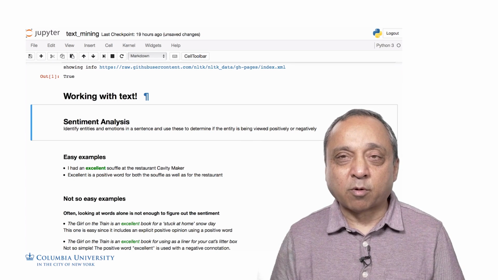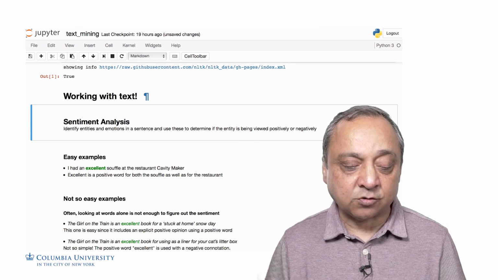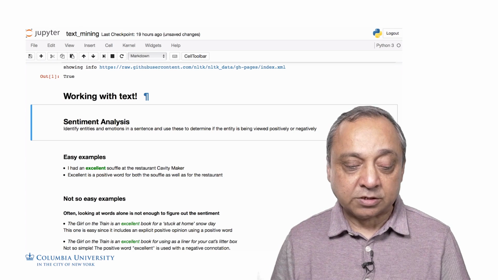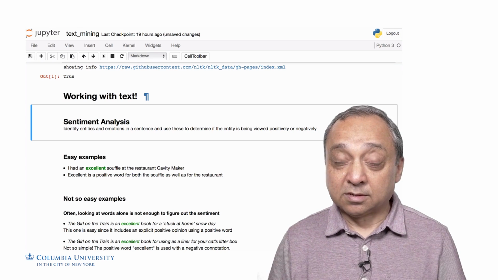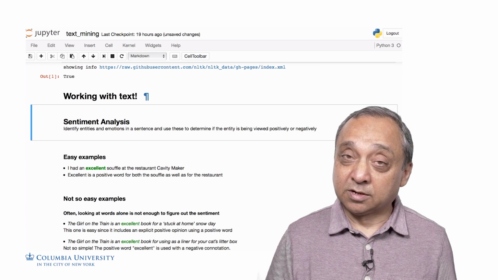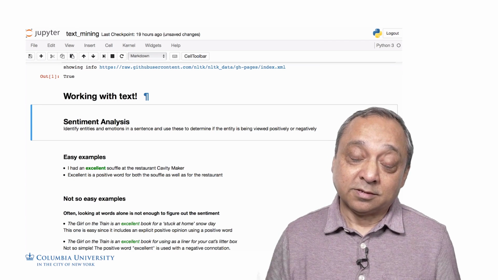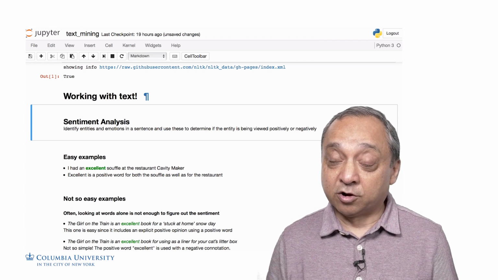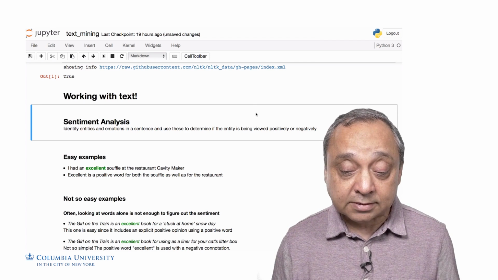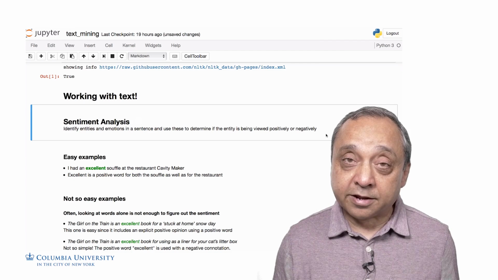The first thing, and probably the easiest thing to do with text, is to figure out the sentiment of a piece of text. Sentiment means, is it saying something positive? Is it saying something negative? Is it going to inspire? Is it surprise or fear or something like that? And that's the idea in sentiment analysis.